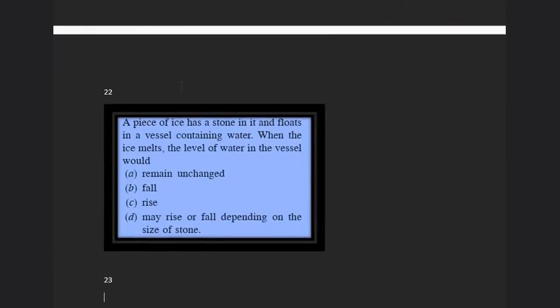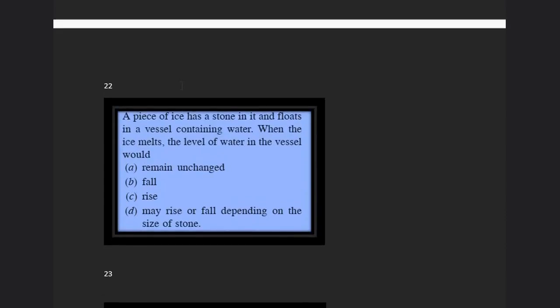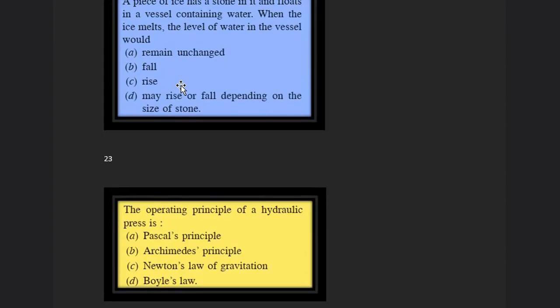Question number 22. A piece of ice has a stone in it and floats in a vessel containing water. When the ice melts, the level of water in the vessel would, yes, if you have done this type of question, the answer will directly come into your head. If not, think of it. There's a piece of ice with a stone inside it. Remain unchanged, fall, rise, may rise? Yes, the water will fall.